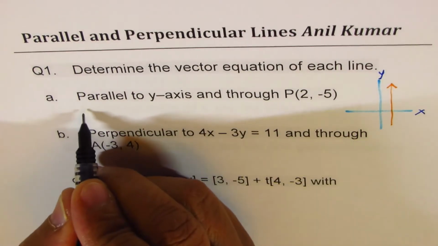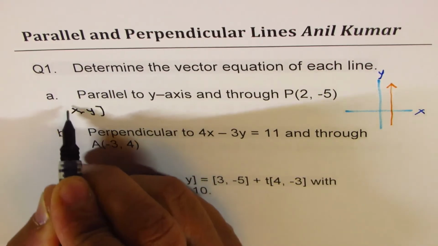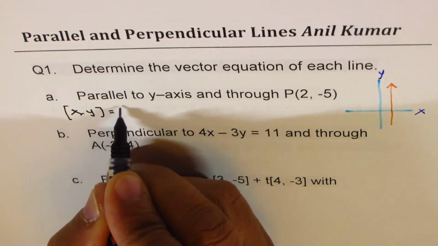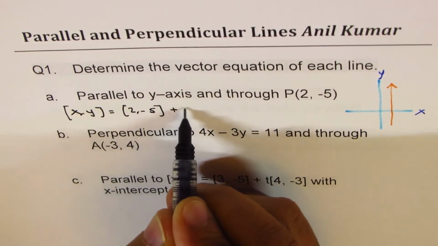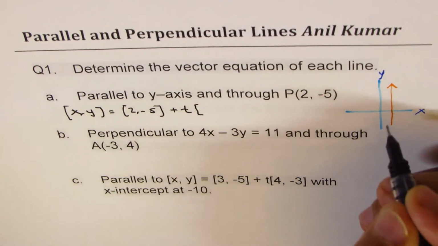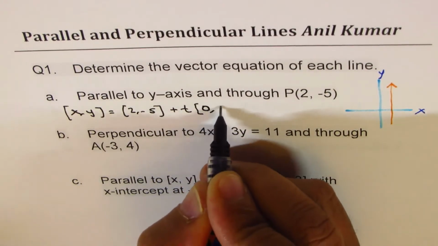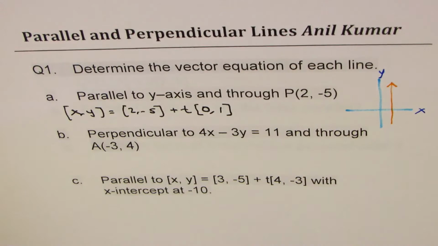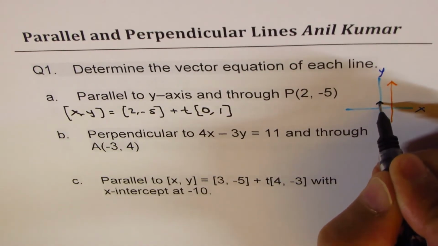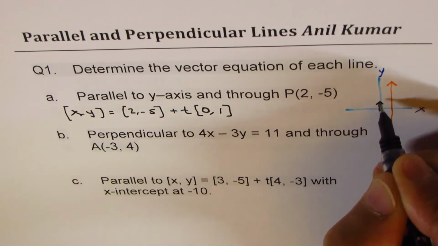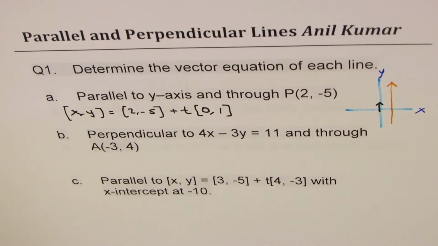So we could write this equation as (x, y) equals the given point, which is 2, -5. Since it is parallel to the y-axis, how does it move? It moves along the y direction, nothing along x. So 0, 1. Do you see that? Simple as that. So this is the direction. It just moves along the y. So these two lines are parallel. I hope the concept is clear.